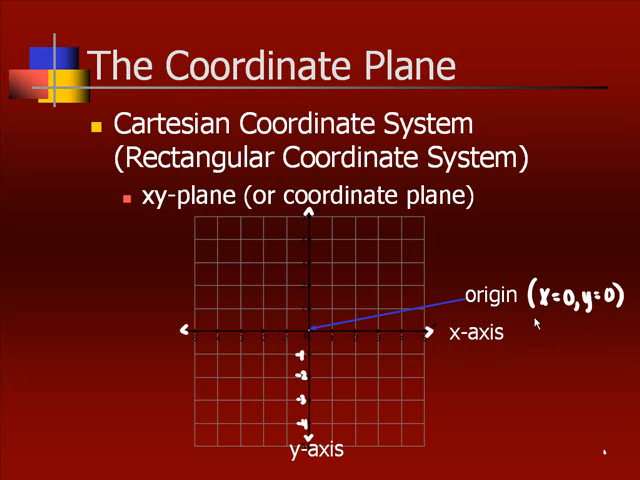Now, the shortcut notation for that is to write it as 0, 0. This is what we refer to as an ordered pair. Ordered meaning the order matters. It matters which one goes first. The x always has to go first. The y always has to go second. The pair meaning there's two numbers. We put them in parentheses. We separate them with a comma.